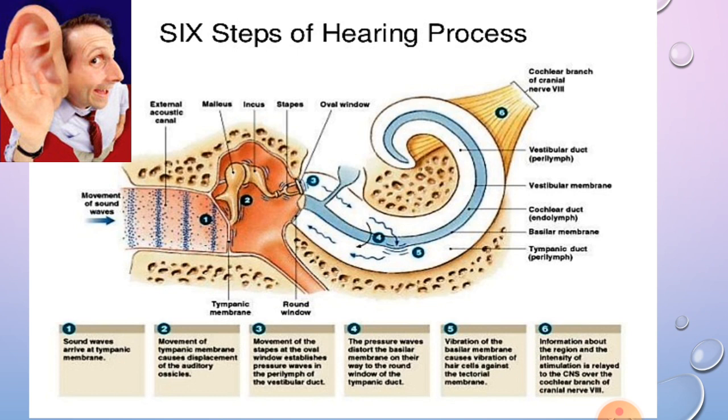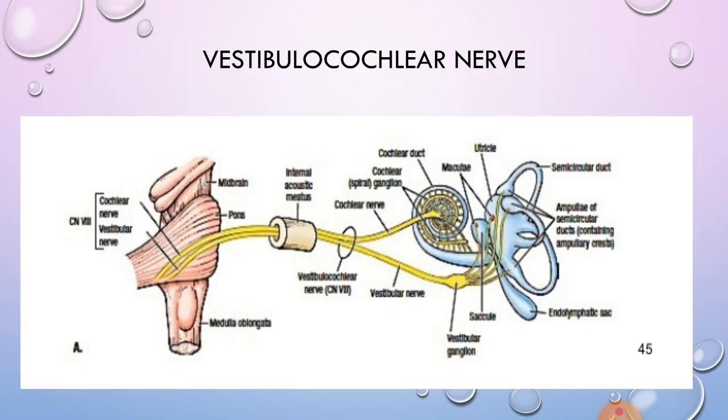4, the pressure waves distort the basilar membrane on their way to the round window of the tympanic duct. 5, vibration of the basilar membrane causes vibration of the hair cells against the tectorial membrane in the organ of Corti. 6, information about the region and intensity of stimulation is relayed to the CNS over the cochlear branch of the cranial nerve. Okay, so these are the 6 steps of the hearing process.